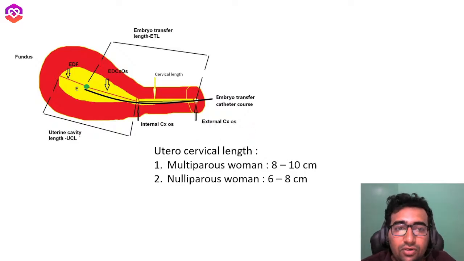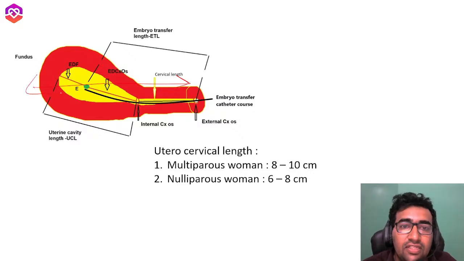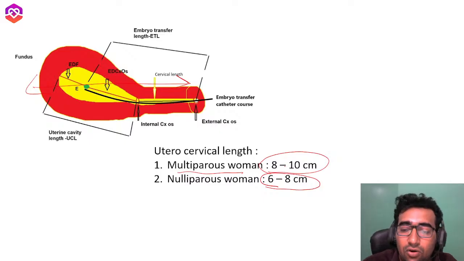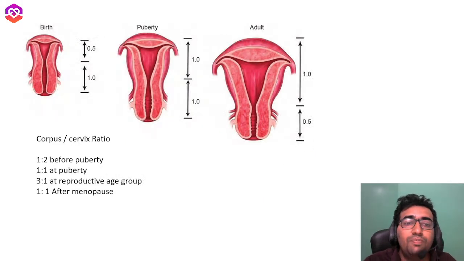Uterocervical length, uterus to cervix length. Okay. Uterocervical length is actually 8 to 10 centimeter in mothers who have given birth to several babies, multiparous women. But in those who have not given birth to any babies, the uterine length, cervical length is about 6 to 8 centimeter only.